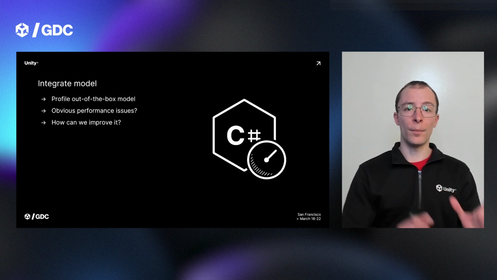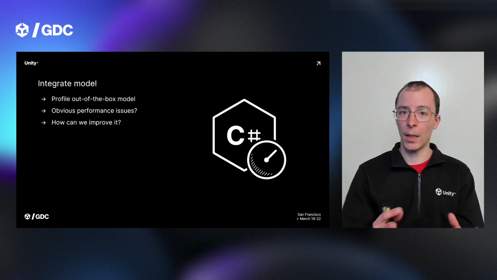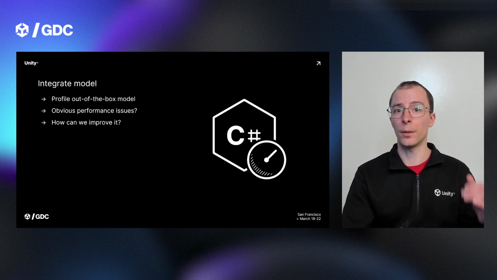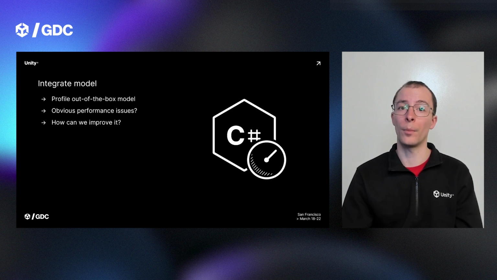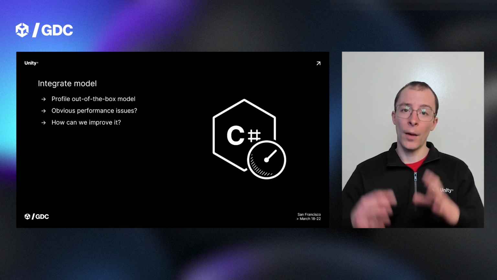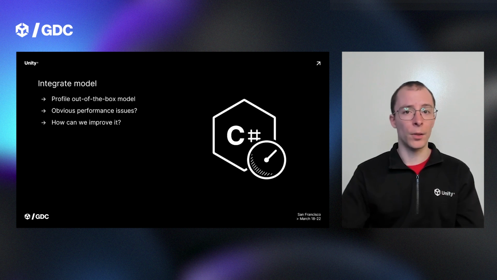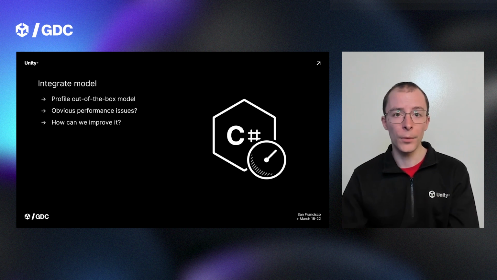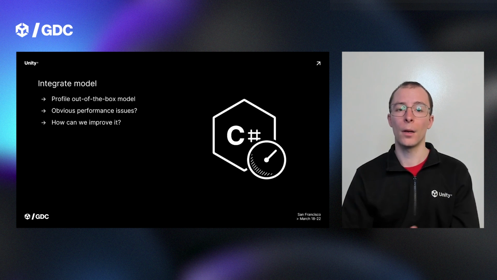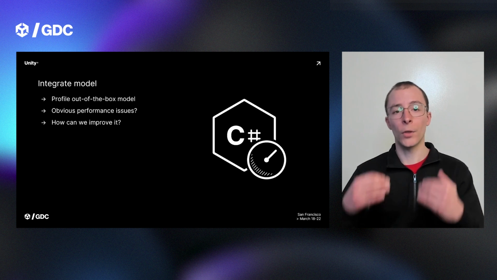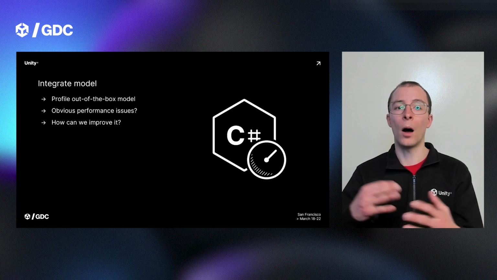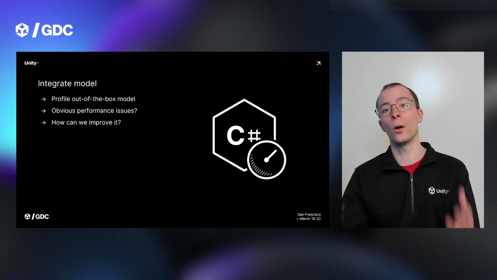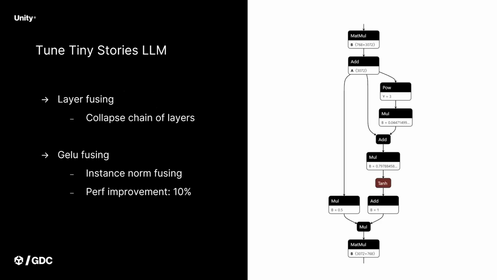So now that we have the models, we tested them out. In this case, those two models are on Hugging Face, so you can download them and get started with the projects. So you have the models, you have them in your Unity project, you play around with it, you test it out, you try to profile the performance. And the first thing to do is see if there are some obvious performance issues and how you can go ahead and improve it. So let's start with the TinyStories language model.